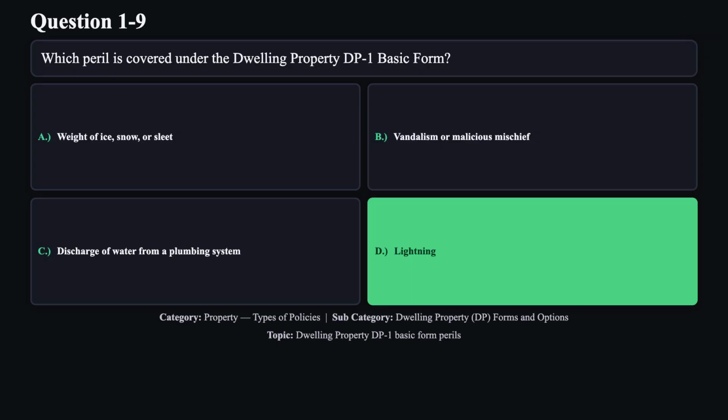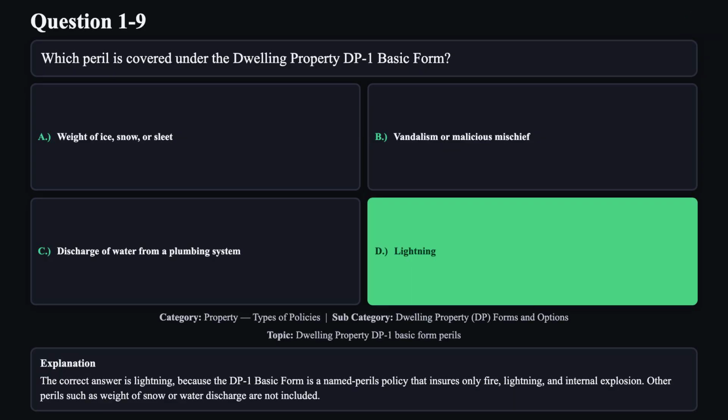The correct answer is D. The correct answer is lightning, because the DP1 basic form is a named perils policy that insures only fire, lightning, and internal explosion. Other perils such as weight of snow or water discharge are not included.